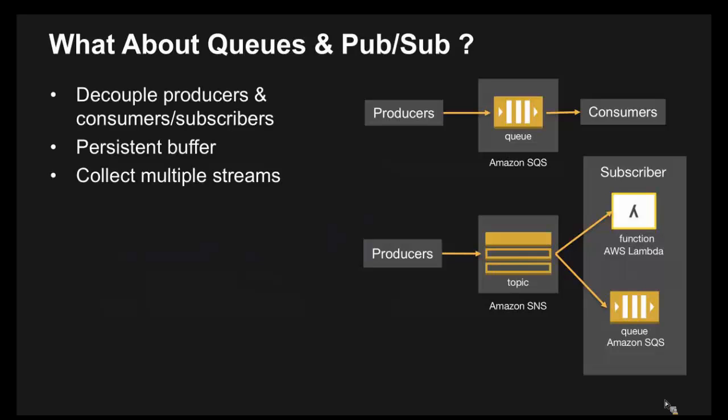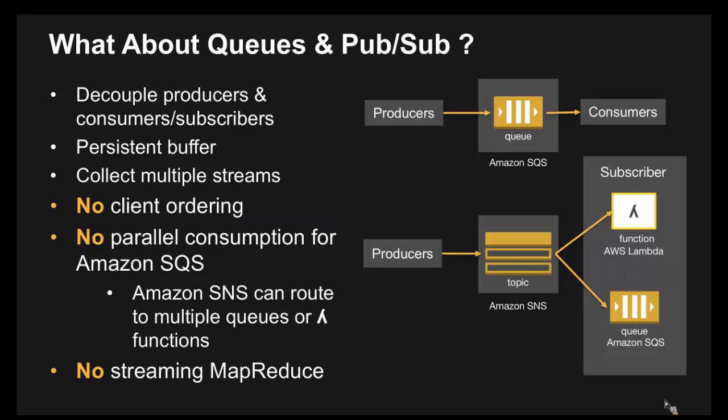And so what about queues and PubSub? Queues and PubSub have the three common capabilities: they also can be used for decoupling producers and consumers, for persistent buffers, and for collecting multiple streams. But what they don't have is the ability to preserve client ordering, no parallel consumption, or streaming MapReduce. Those functionalities are not there. The one exception to that is you can pretty much have SNS route messages to multiple queues. That's an exception, but in general, those functionalities are not there. So if you're looking for those, then predominantly using the other storage subsystems is the best answer.